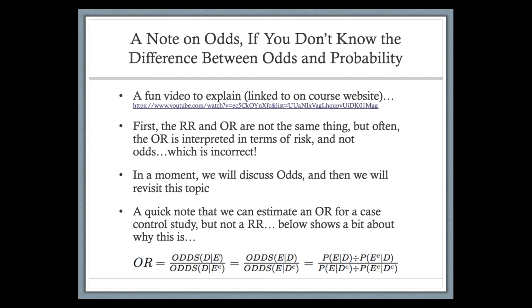Because probability and odds are not the same thing, the RR and the OR are not the same thing. The RR is a ratio of the probability of disease for exposed over the probability of disease for unexposed. The odds ratio is the odds of disease for exposed divided by the odds of disease for not exposed.